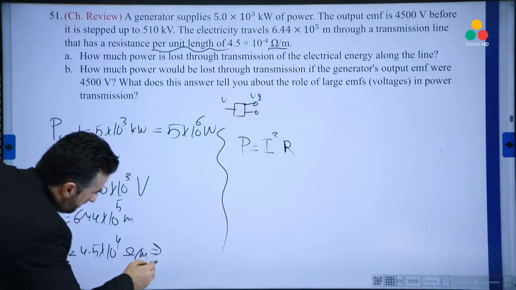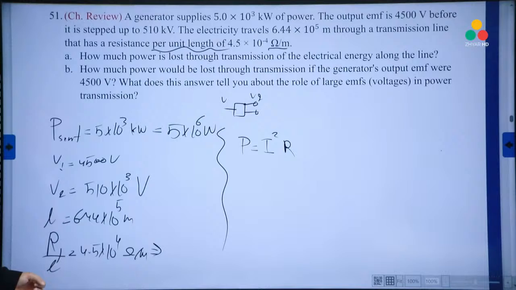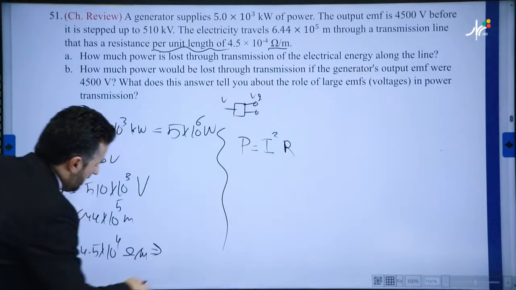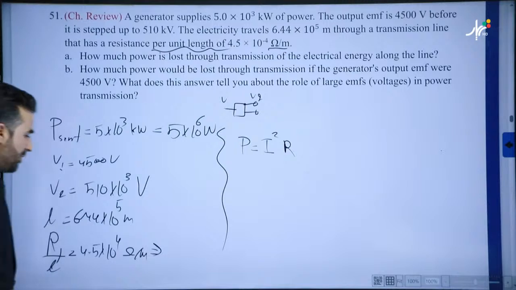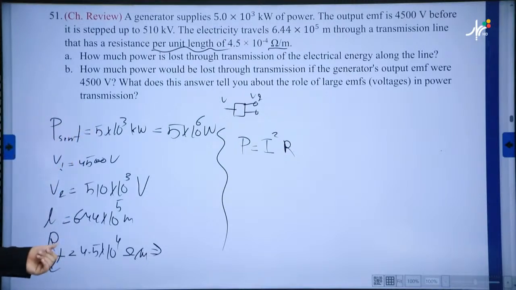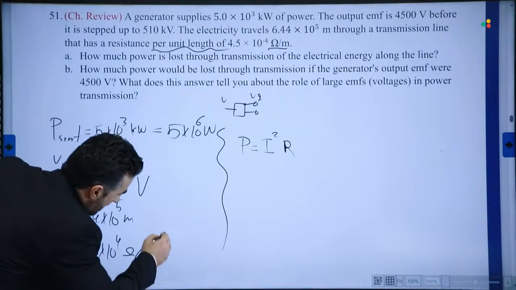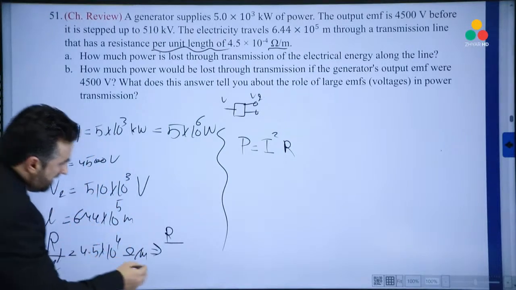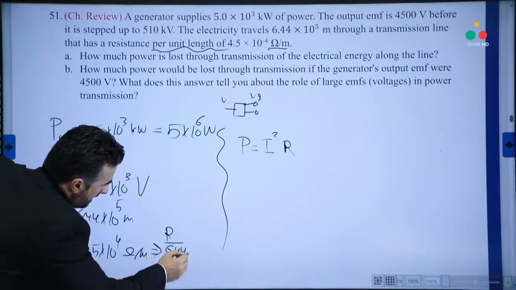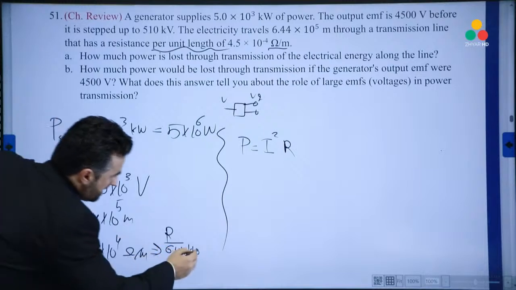Well, for the resistance here, if I divide the resistance by the length, then after cross multiplying and all that, I'll be able to find the resistance. Why am I saying the radius? These are the resistance of the wire here. So we'll say resistance divided by the length of the wire. The length is 6.44 times 10 to the power 5 meters.